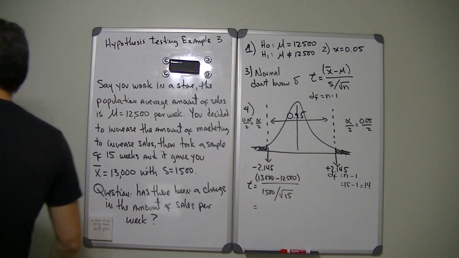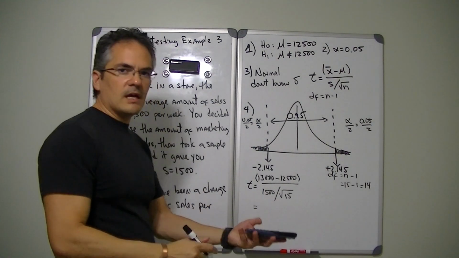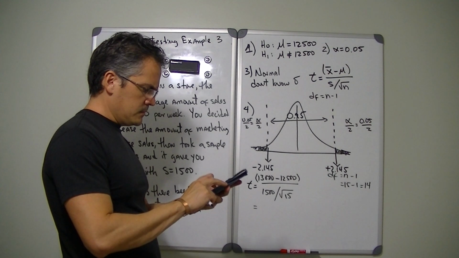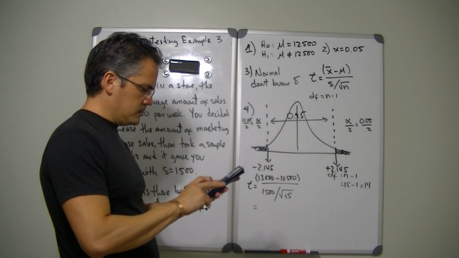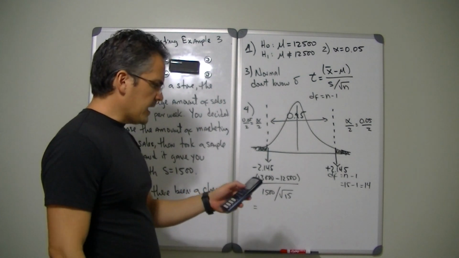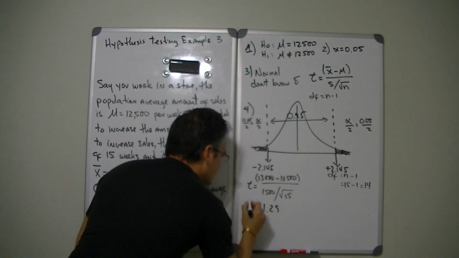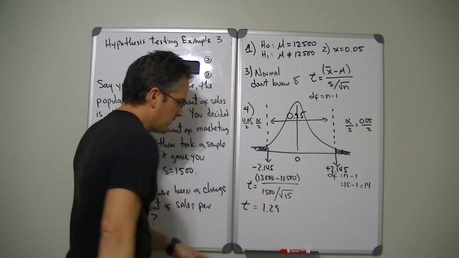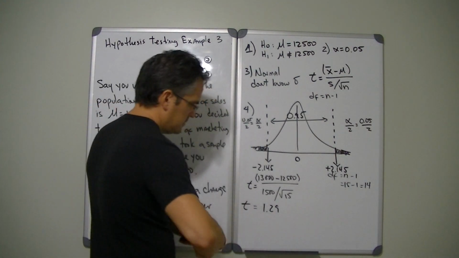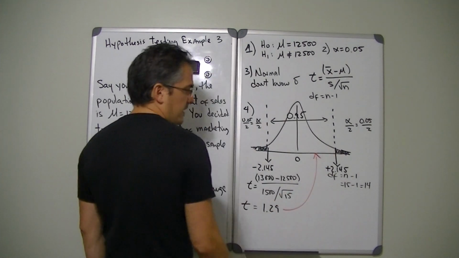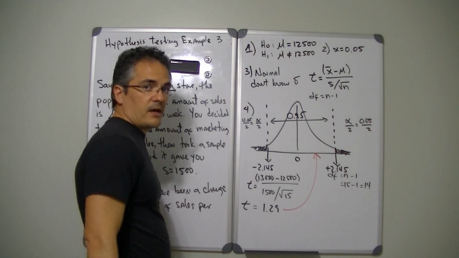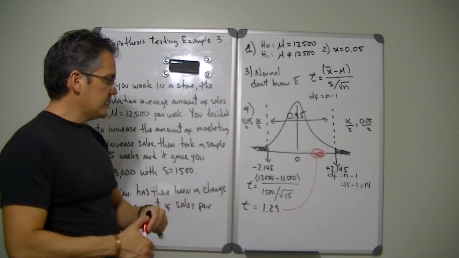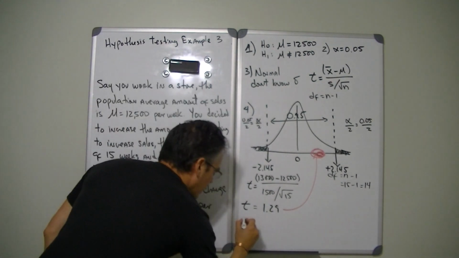So we run that by my trusty calculator, and I got 1.29. So my T is 1.29. The center is 0. Notice that this 1.29 is inside this area, because it's between 0 and 2.145. So it's right around here, 1.29. Because it lands inside, we're going to say that we do not reject H0 for step number 5.